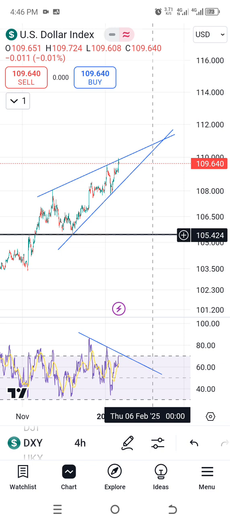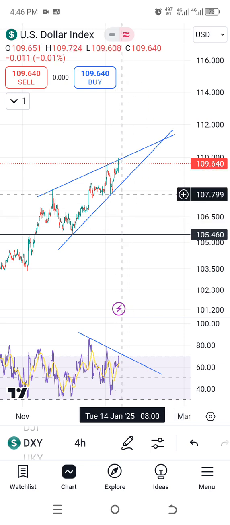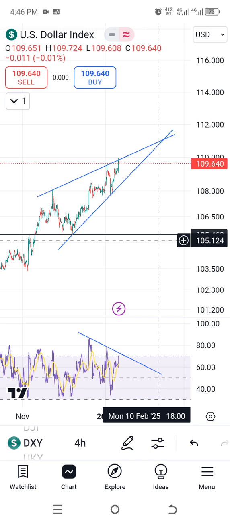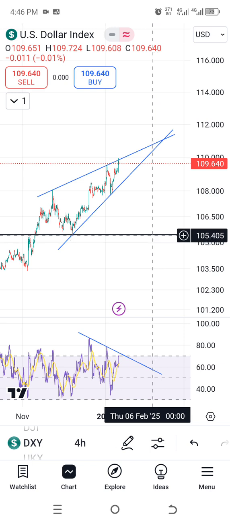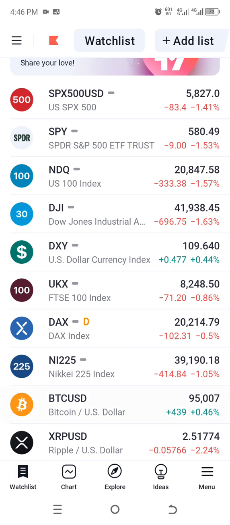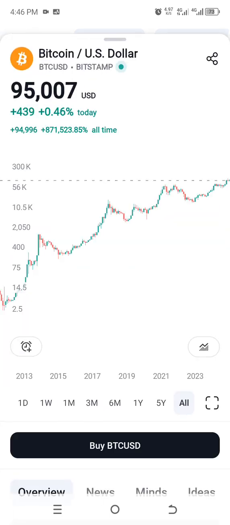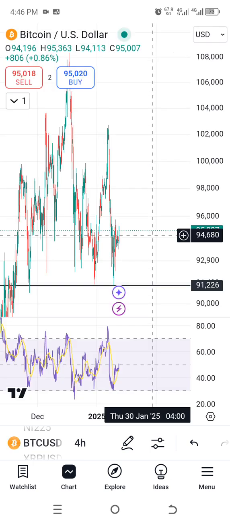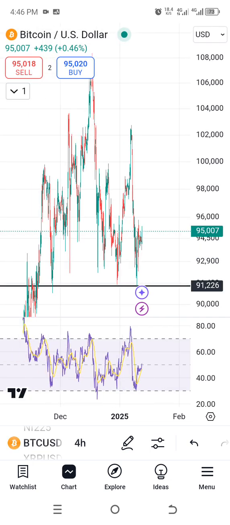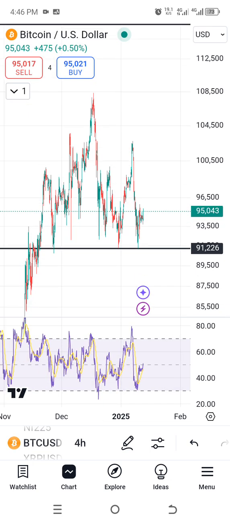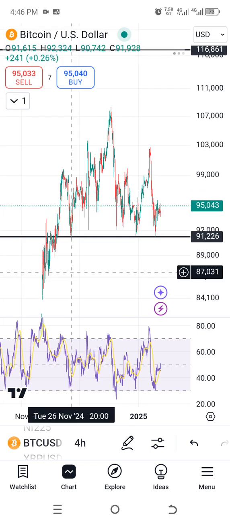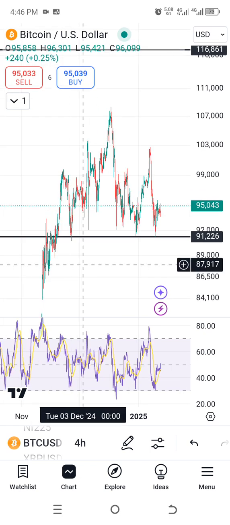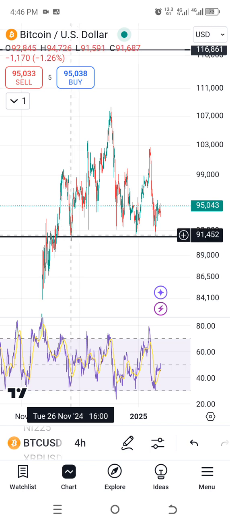And this is why, if we're seeing this in the dollar index, it means that Bitcoin is going higher. So let's look at Bitcoin now. This is Bitcoin, the 4 hour time frame. Bitcoin has been respecting this support zone.